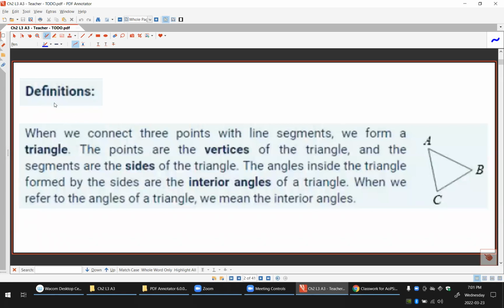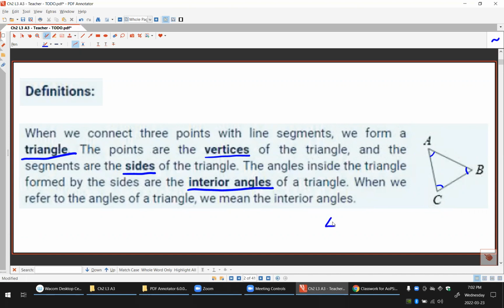So first of all, let's have a look at the related definitions. When we connect 3 points with line segments, we form a triangle. The points are called vertices of the triangle, and segments are called the sides of the triangle. The angles inside the triangle formed by the sides are the interior angles. So pay attention to this term, interior angles. If not specified, when we refer to the angles of a triangle, we mean the interior angles. For example, in the diagram on the right, angle A, B, C are the interior angles of triangle ABC.